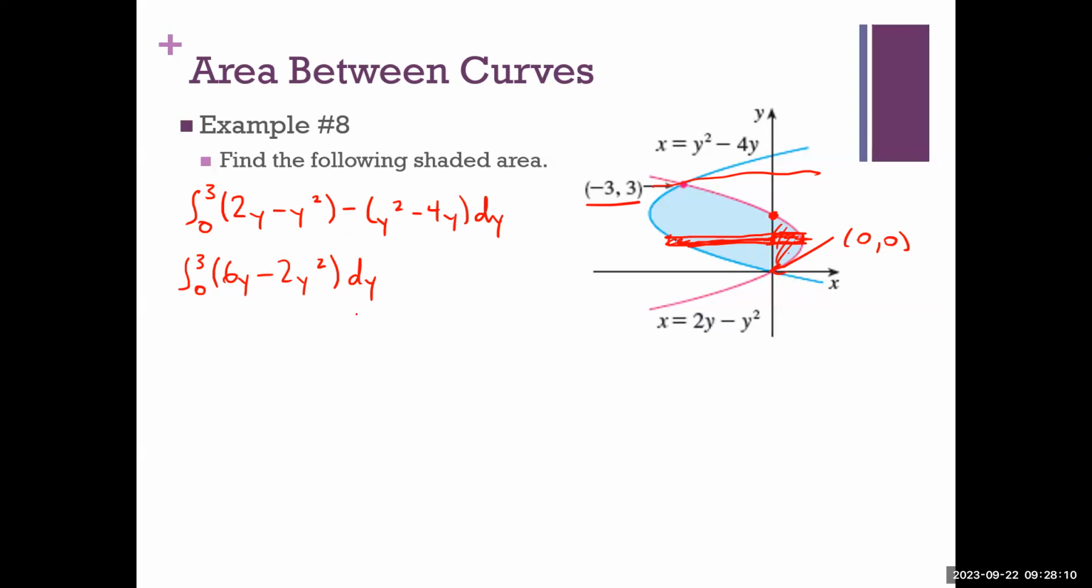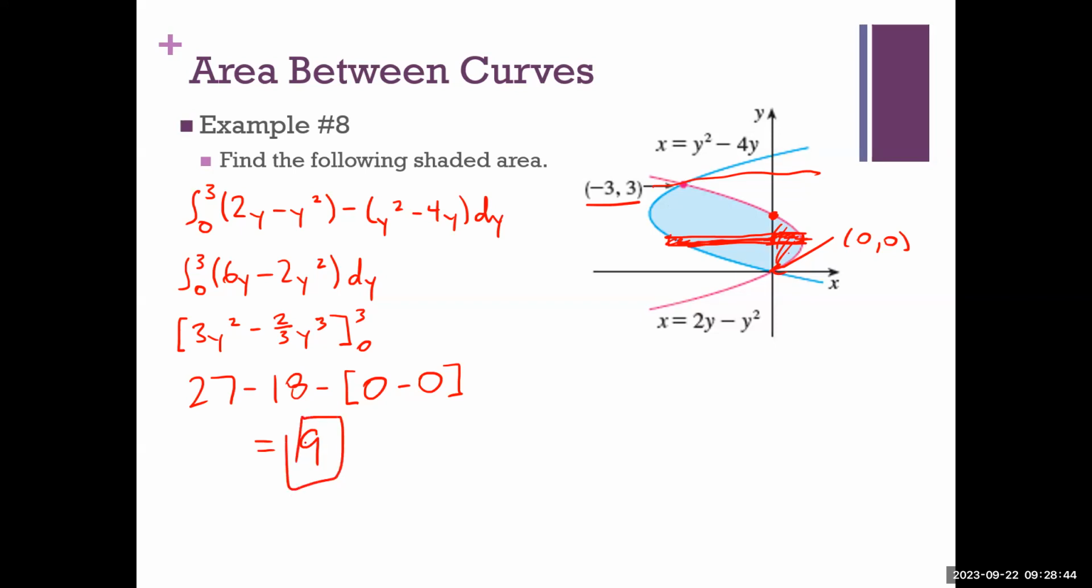Now I think we can integrate. So the integral of 6y is 3y squared. The integral of 2y squared is 2/3 y cubed, from 0 to 3. So 3 times 9 is 27. 3 cubed is 27, and 2/3 of that is 18. And then I think this is just, yeah, a final area of 9. Okay.